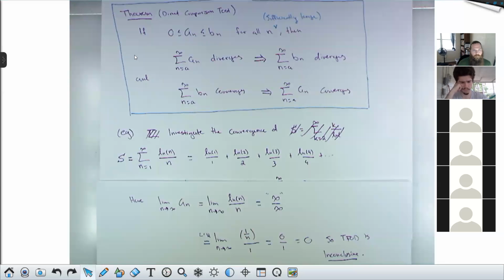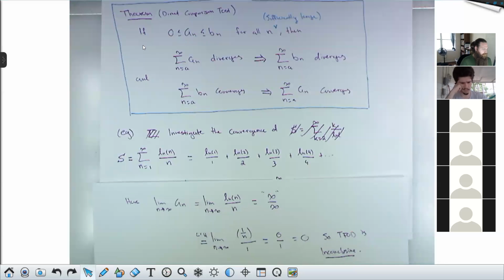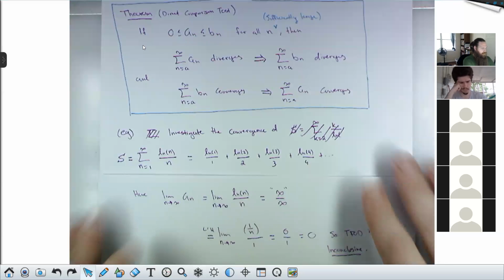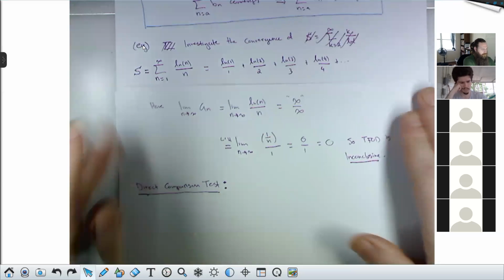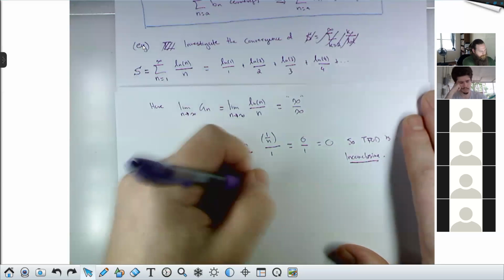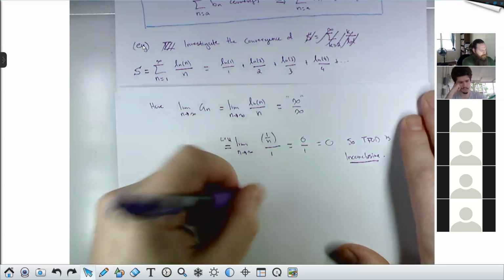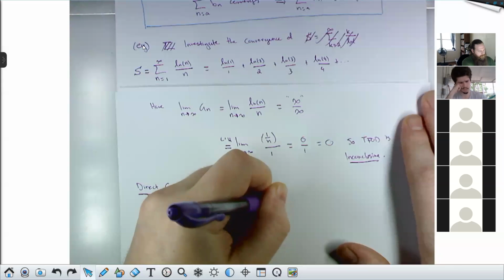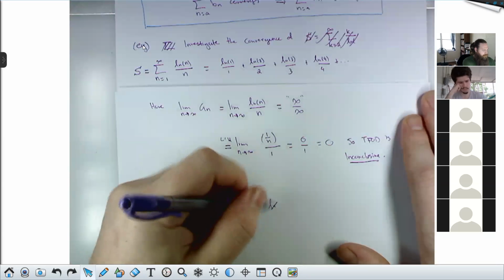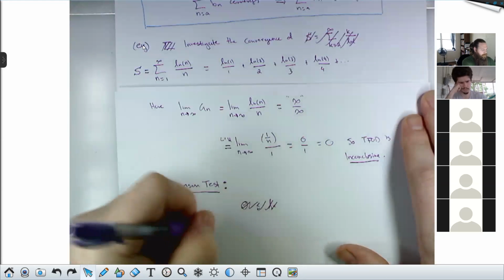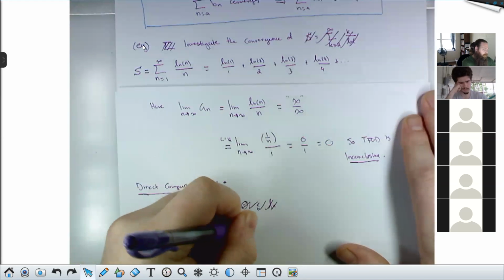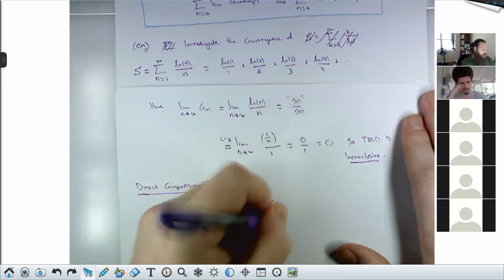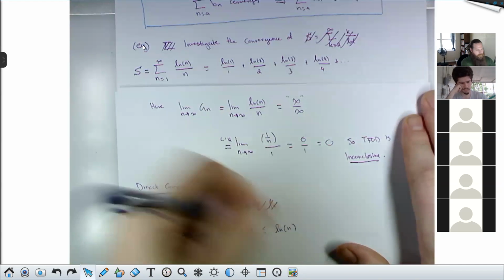Very good, Matthew. Yeah. The thing against which we will compare here is the harmonic series. So I have to construct the inequality. 0 is less than or equal to 1 is less than or equal to the natural log of n.